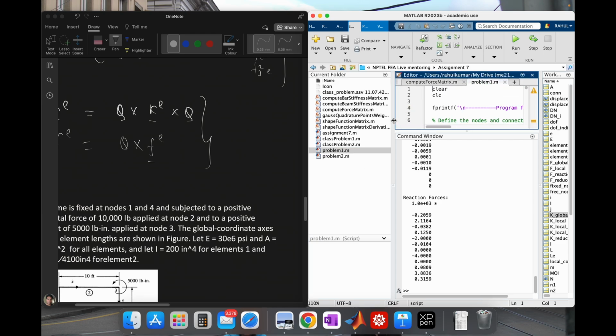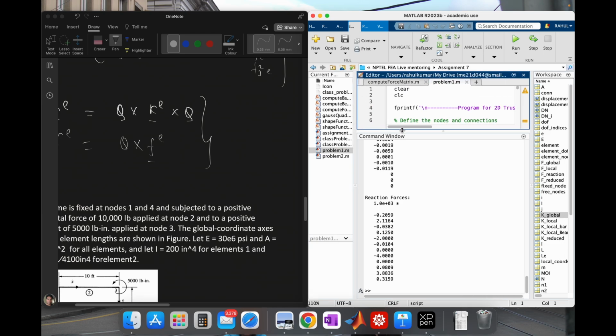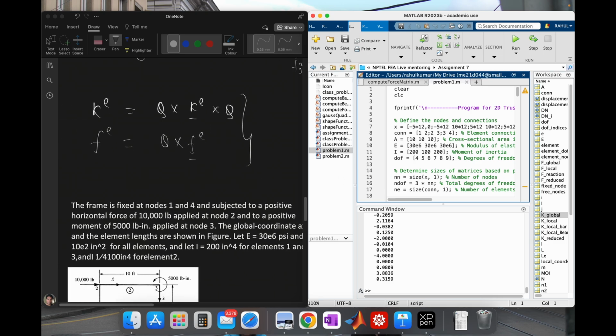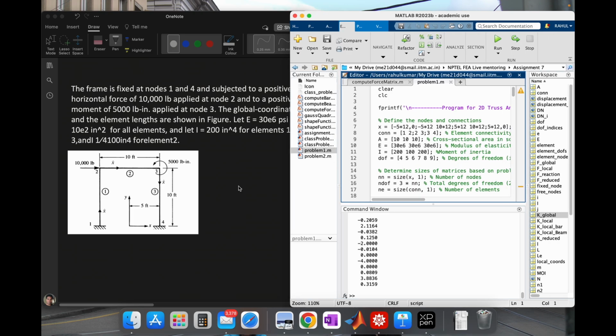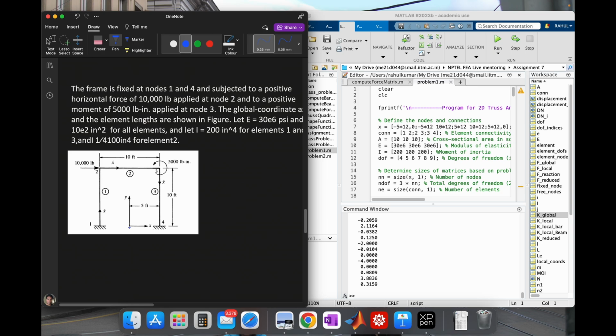Since we have already solved one frame problem, we can easily solve any kind of frame problem. We only need to make small modifications, and we can directly use this code to solve all those problems. So in this problem, it is taking this point as the origin.